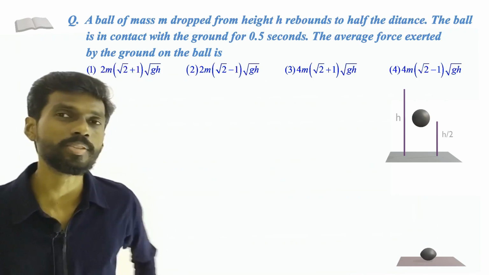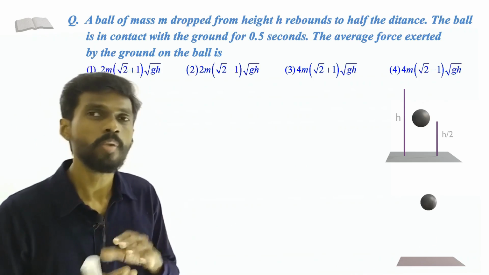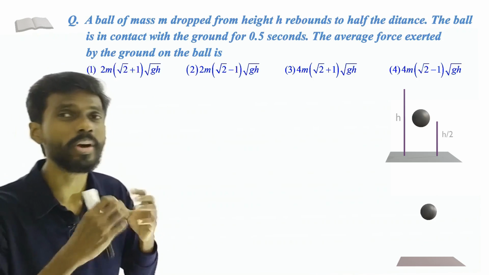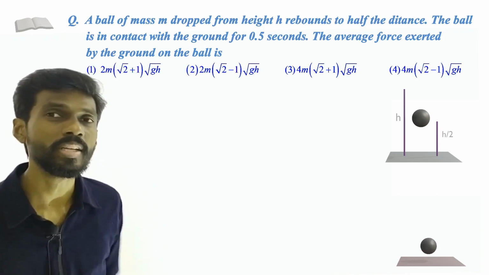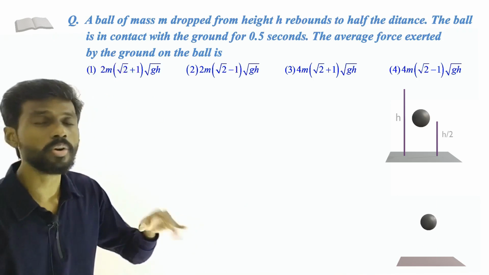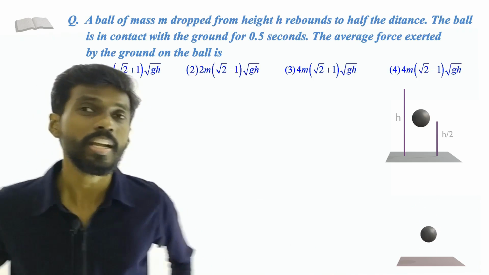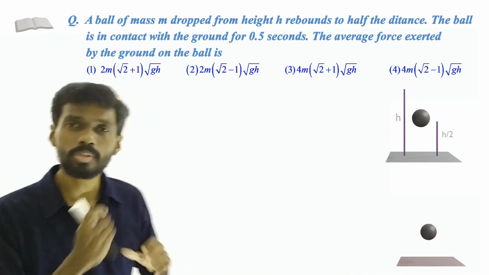So like we did in the last question, we will find the change in momentum. What is change in momentum? Initially, that means before the ball touches the ground, what is the momentum? Let us find the initial momentum. Then after it leaves contact with the floor, what is the momentum? So that change in momentum divided by the time duration will give you our required force. Alright, so let us use the same idea here.